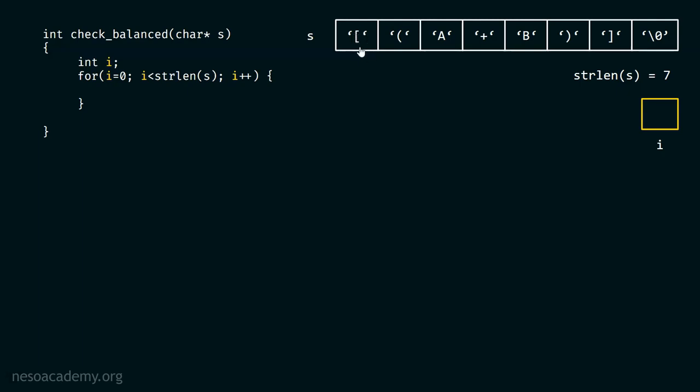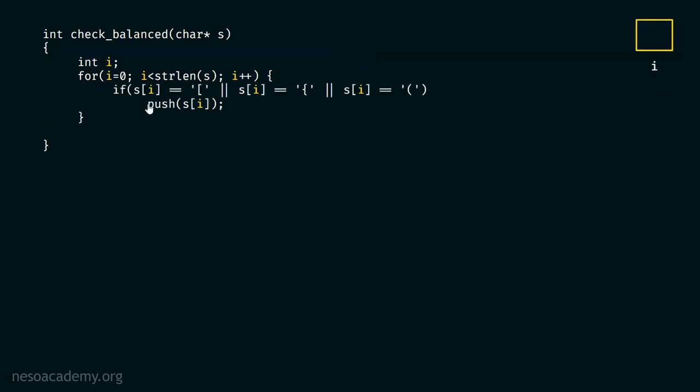After this, we must check this condition. This means that here in this for loop, we need to check this condition. Is it the case that SI is equal to left square bracket? Or is it the case that SI is equal to left curly bracket? Or is it the case that SI is equal to left round bracket? If it is the case, then we must push SI. As simple as that. This push function will take care of pushing the element onto the stack.